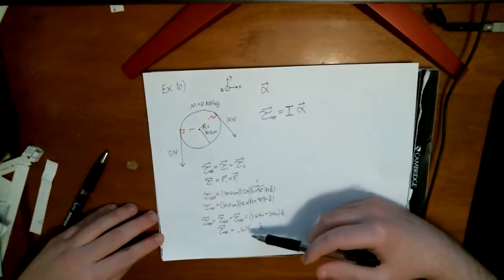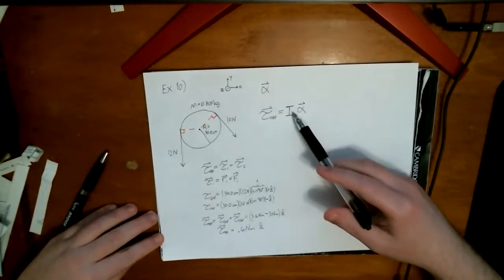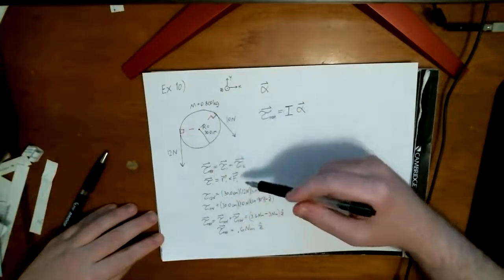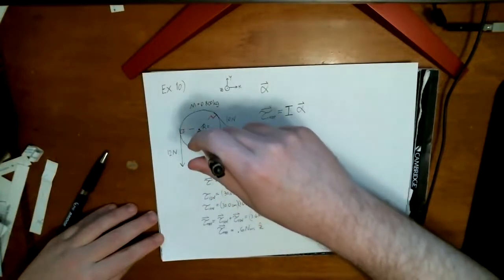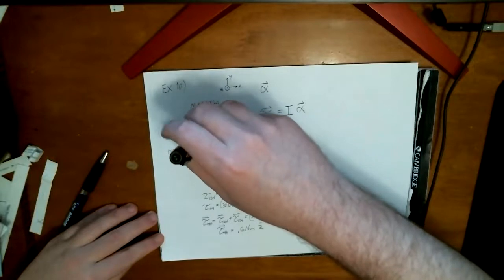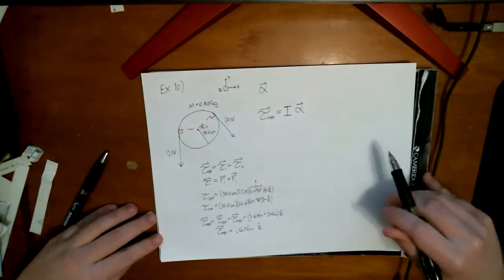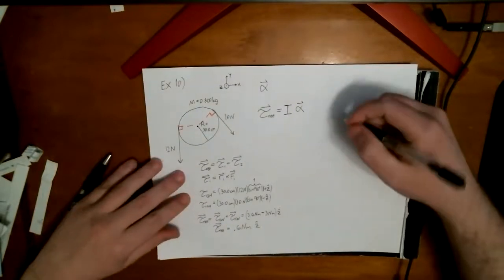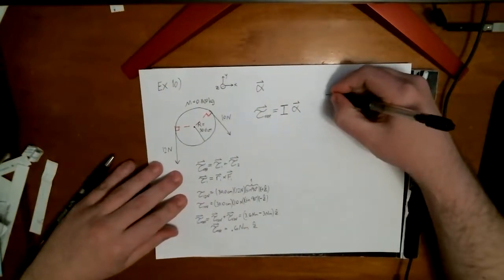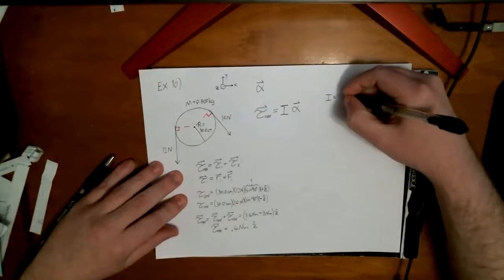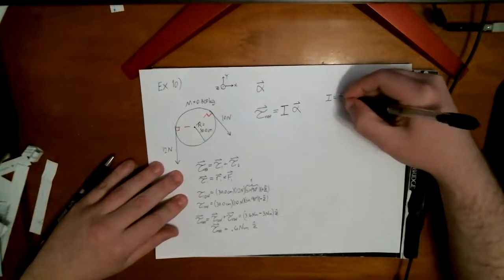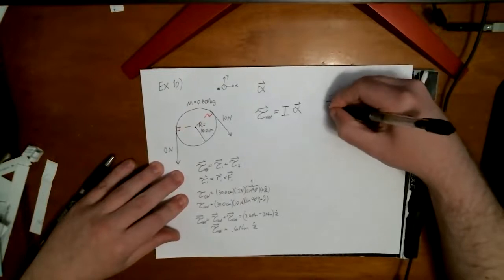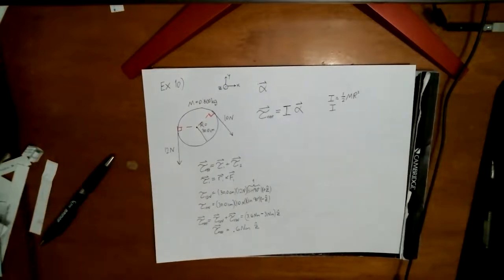Right, so we've got our net torque. Now we need to find the moment of inertia. We have a solid disk, and we're rotating about an axis that goes through the center of mass of the disk. So this is one that we have in our table. The moment of inertia for such a disk is 1/2 times the mass times the radius of the disk squared.